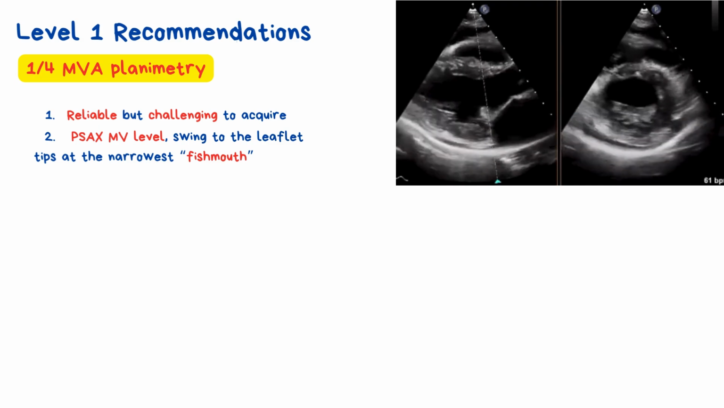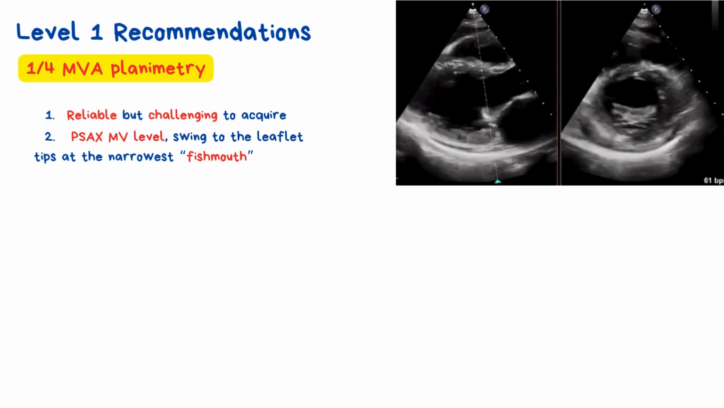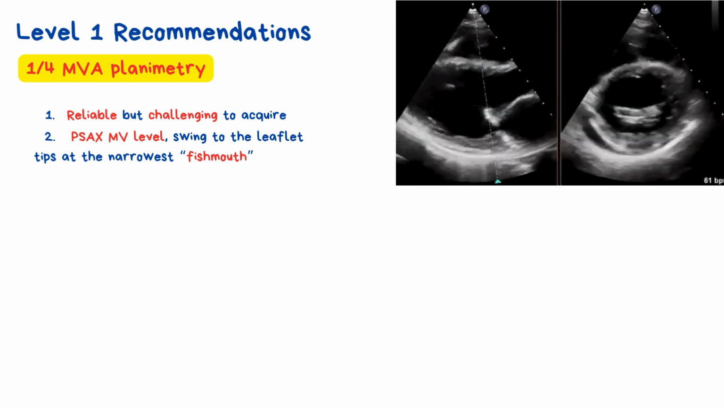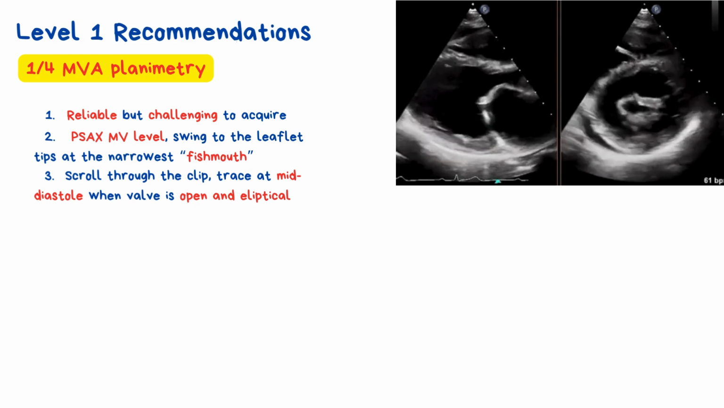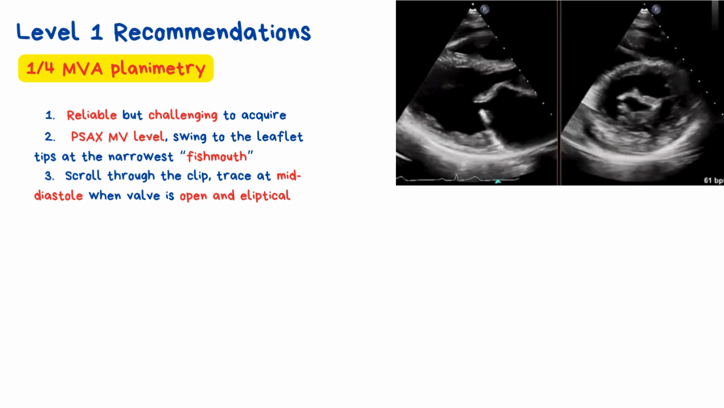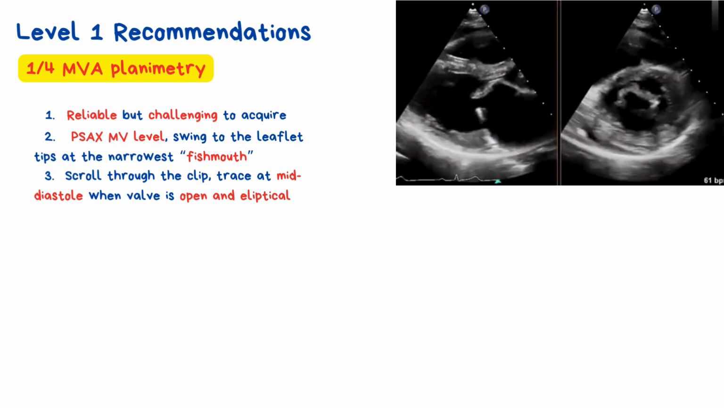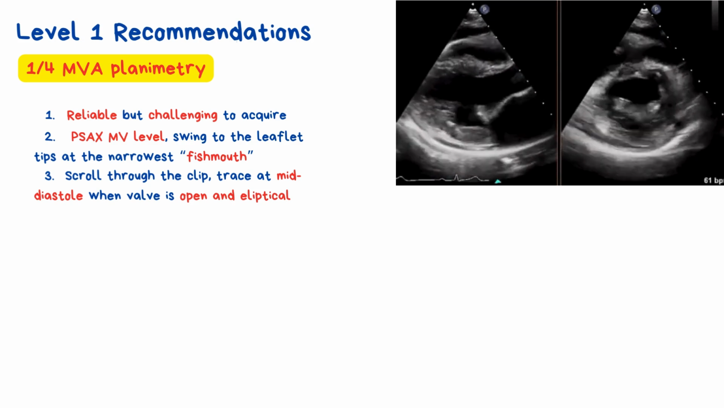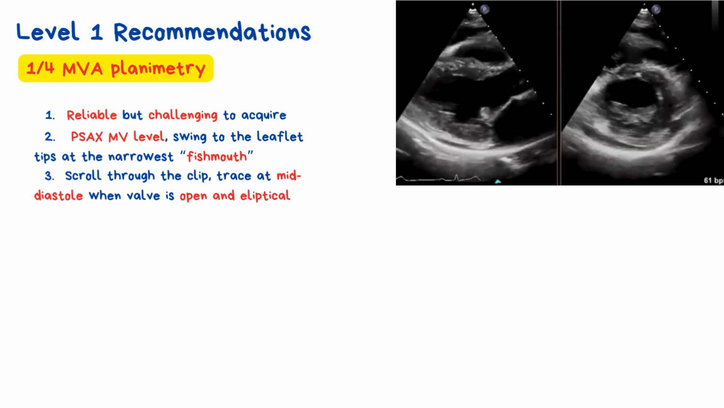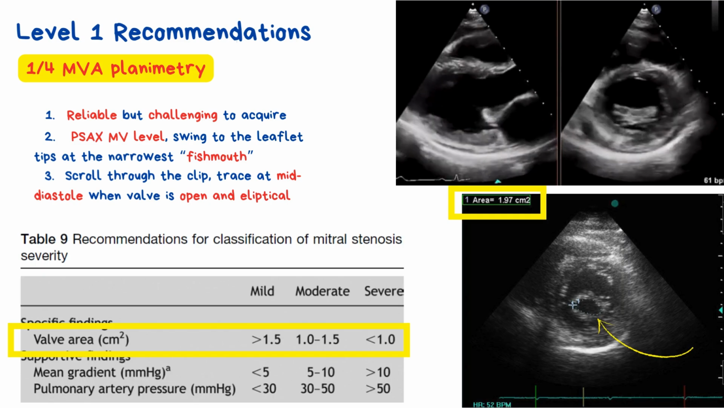Tilt your tail inferiorly to get the narrowest opening of the MV that gives you that classic fish mouth appearance of the orifice. Scroll through your clip carefully and freeze it in mid-diastole when the valve is fully open. You'll usually see that the shape of the orifice is elliptical. Now you can start at any point inside the opening and proceed to tracing the MVA.